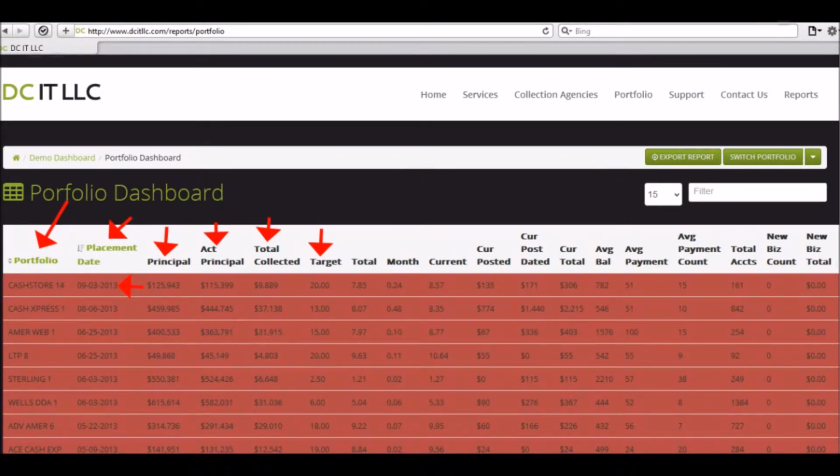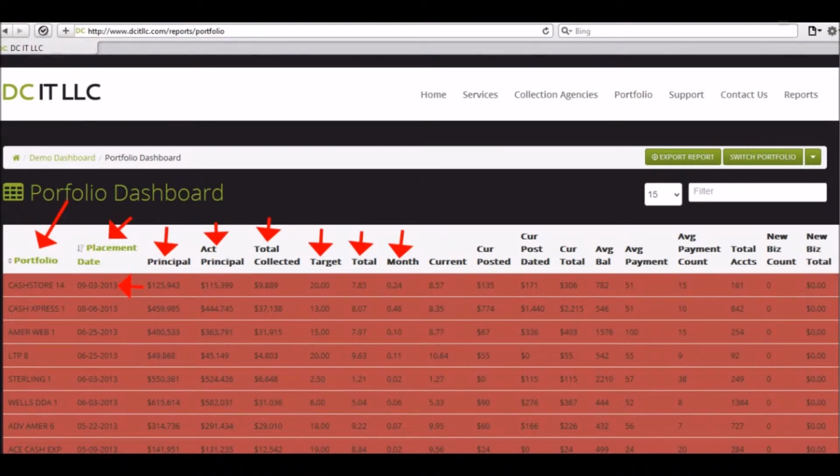Next is the total column. This is your total liquidation for a portfolio for all time. In other words, how good you liquidated a portfolio since the first day you placed it. Next is the month column. This is your liquidation percentage based off of the month you're currently in.